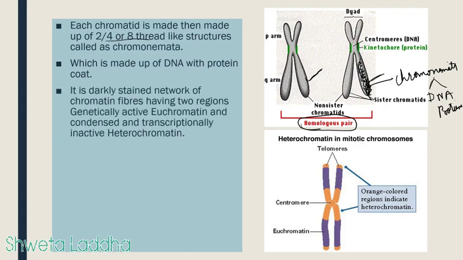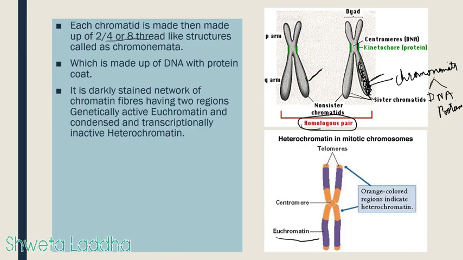A chromosome again consists of two regions: euchromatin and heterochromatin. Euchromatin, this region in the picture, as you can see, is comparatively light in staining, and it is genetically active. That is, it participates in the processes of transcription, translation, and protein synthesis.